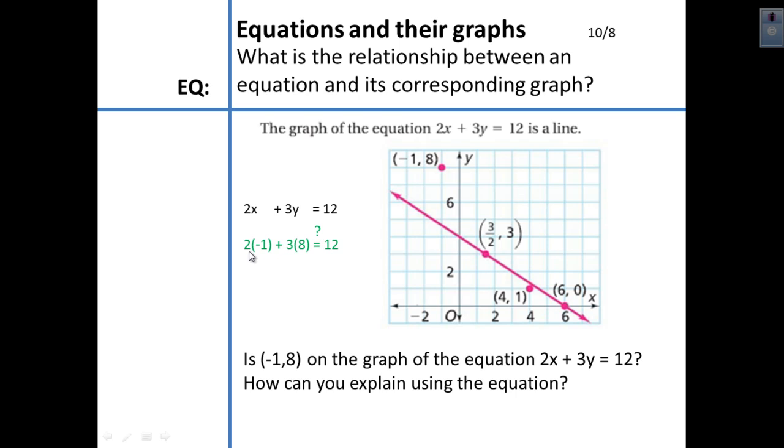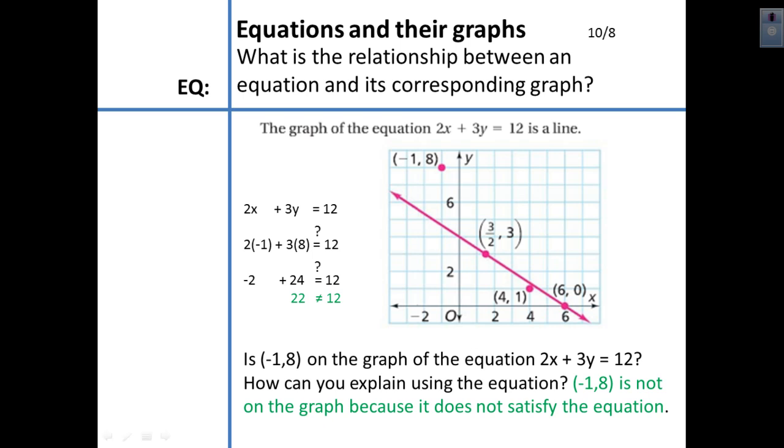Now let's evaluate. 2 times negative 1, that's negative 2. 3 times 8, that's 24. We have negative 2 plus 24, that's equal to positive 22. Now it's obvious that 22 does not equal 12. Therefore, we say that (-1, 8) is not on the graph because it does not satisfy the equation. Okay?